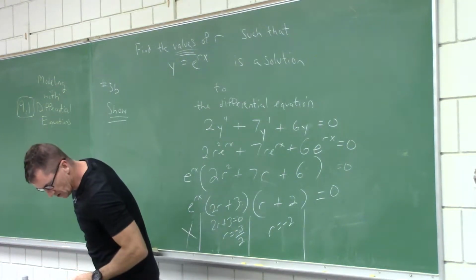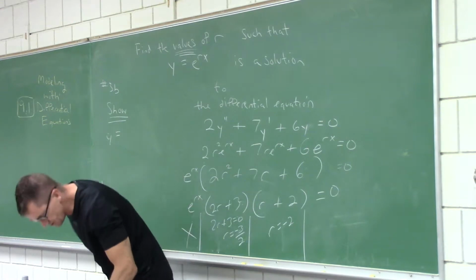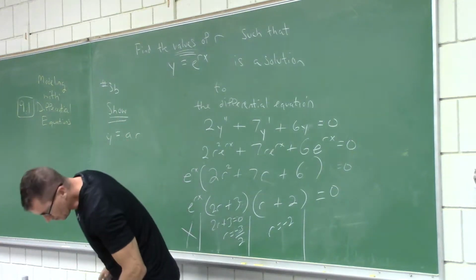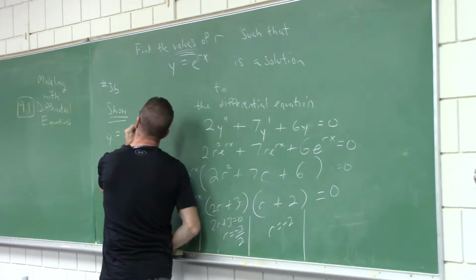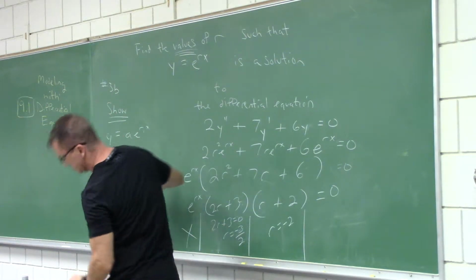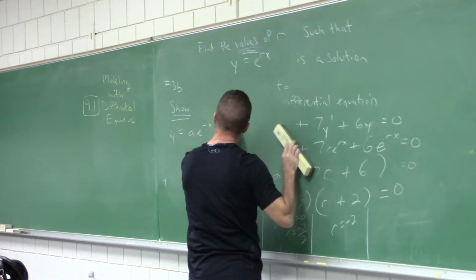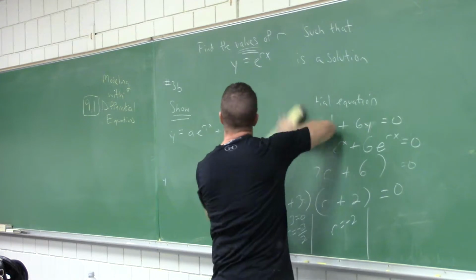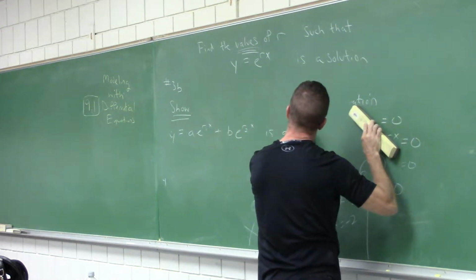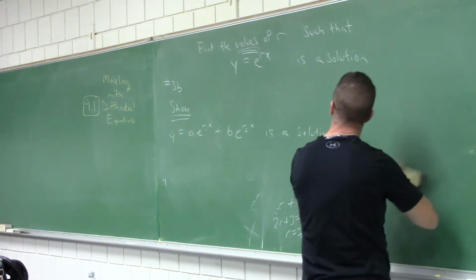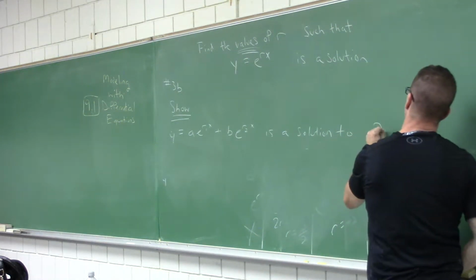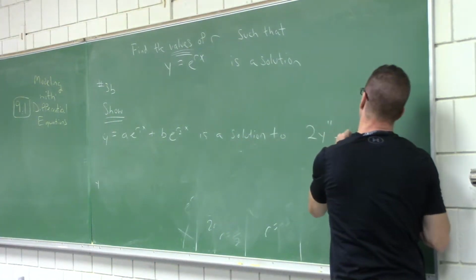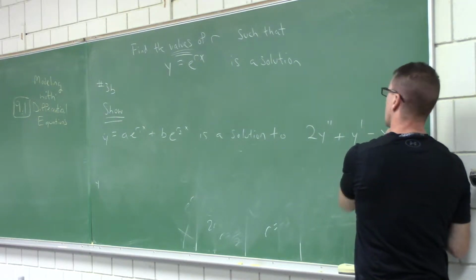And they say, show that y equals a times e to the r sub 1 of x plus b times e to the r sub 2 x is a solution to, you don't have to do this now, this equation: 2y double prime plus y prime minus y equals 0. I'm just curious, what would you do?